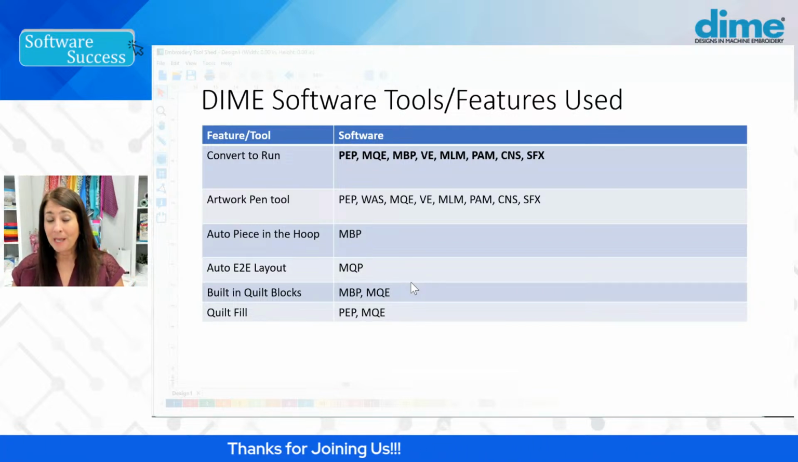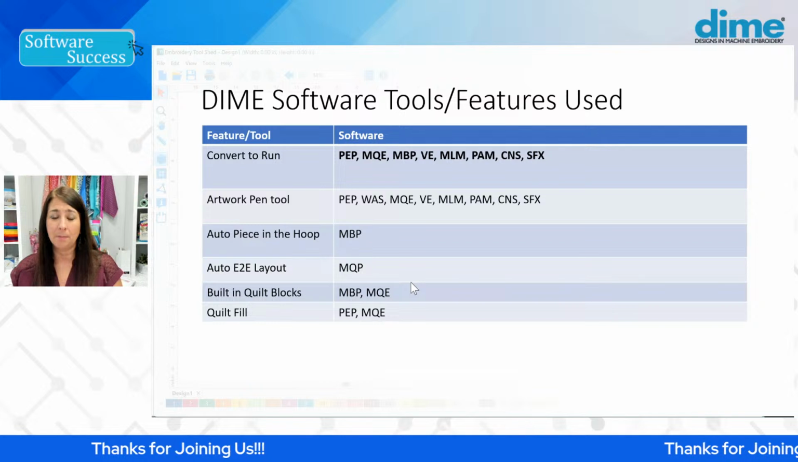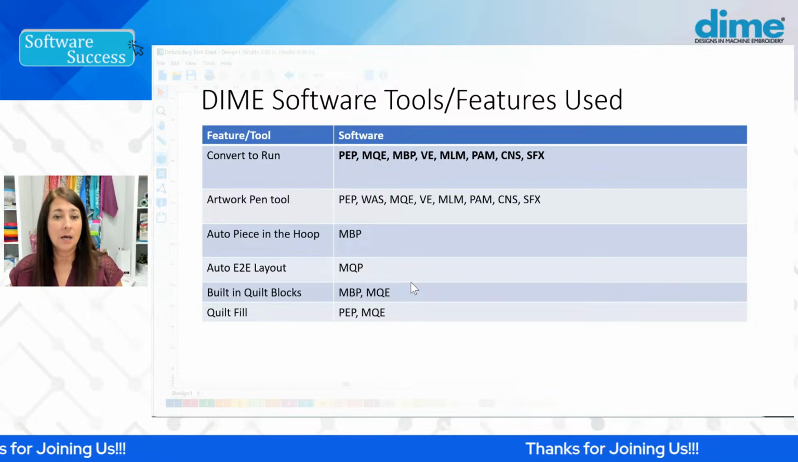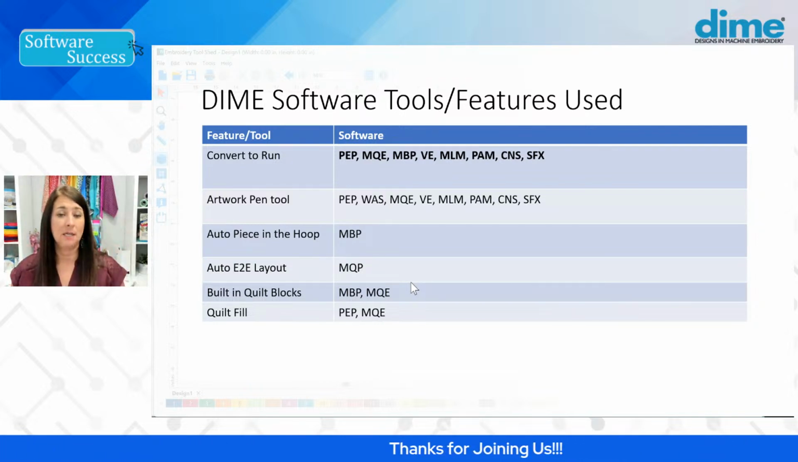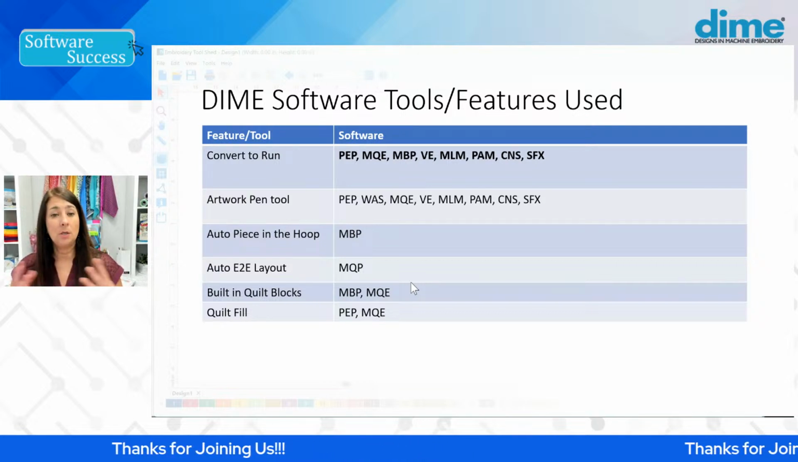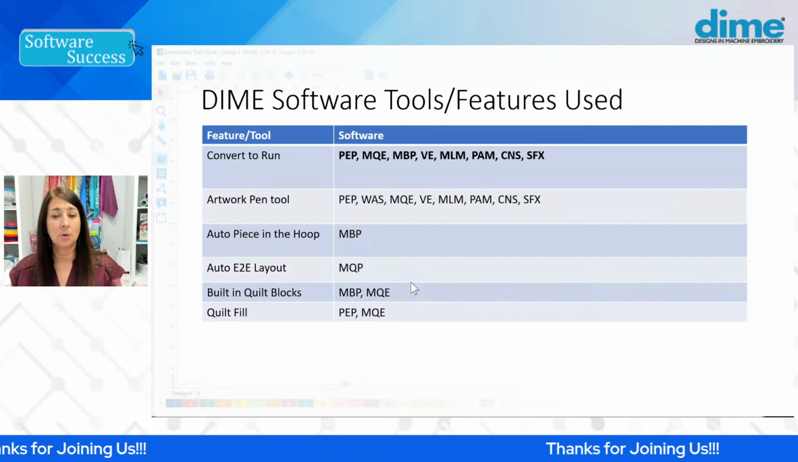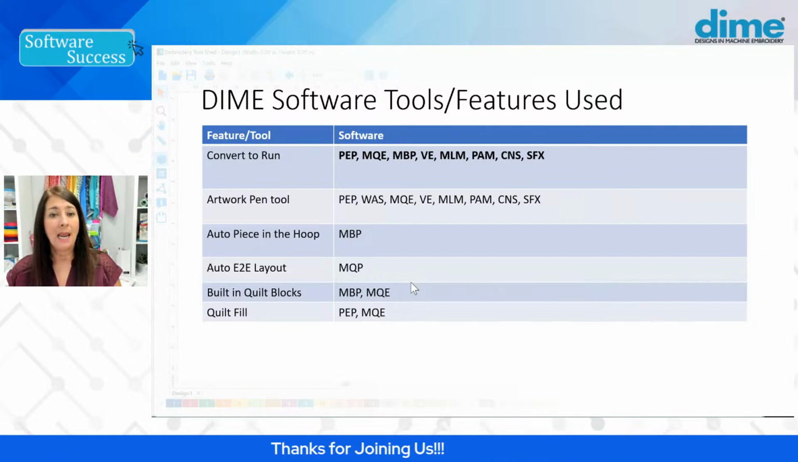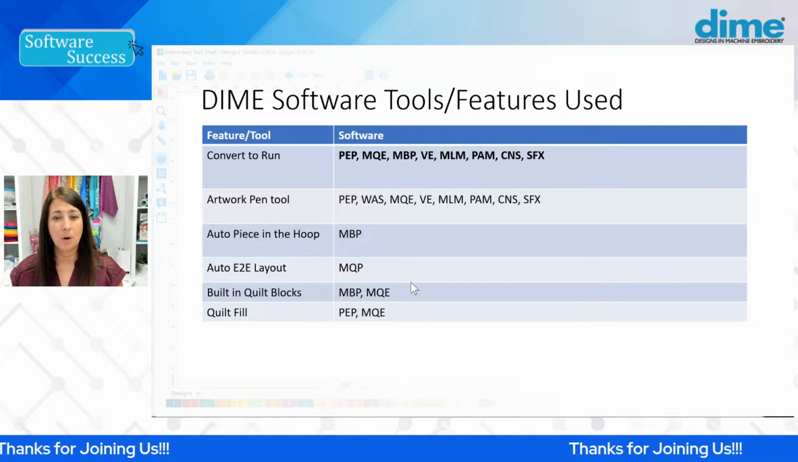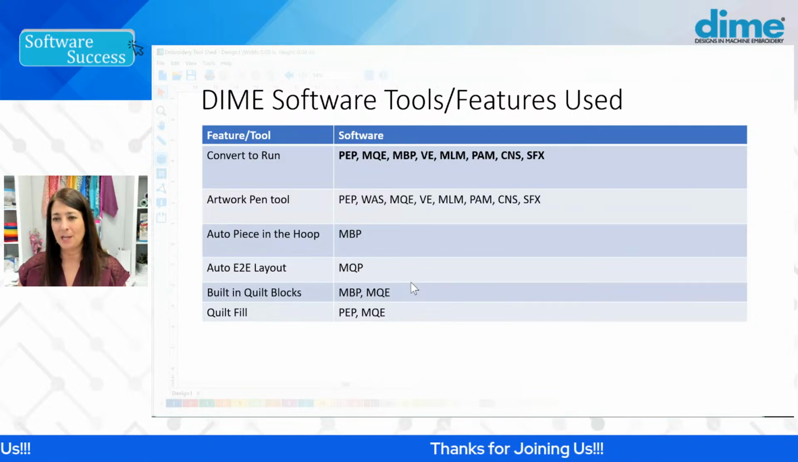Now, the auto piece in the hoop file is from My Block Piecer, and the auto edge to edge layout where I did the quilt building, that's in My Quilt Planner. If you want to use built-in blocks to generate designs, those are in My Block Piecer and My Quilt Embellisher. And the quilt fill options are part of PEP, Perfect Embroidery Pro, or My Quilt Embellisher. So hopefully that helps you with your planning.